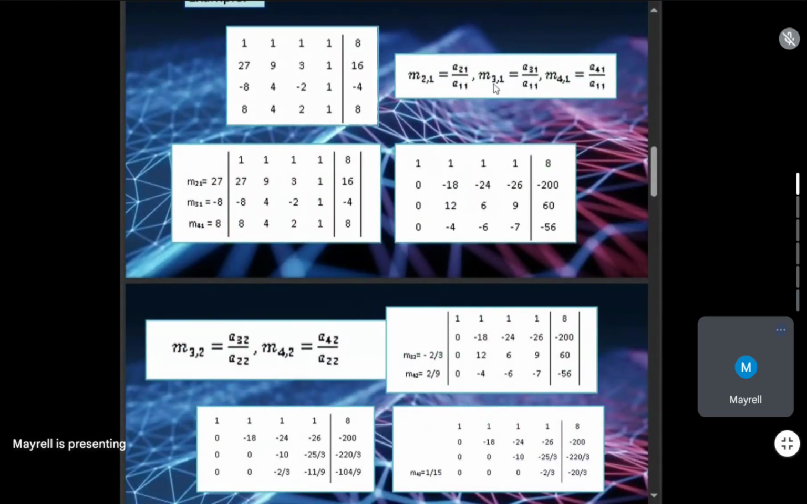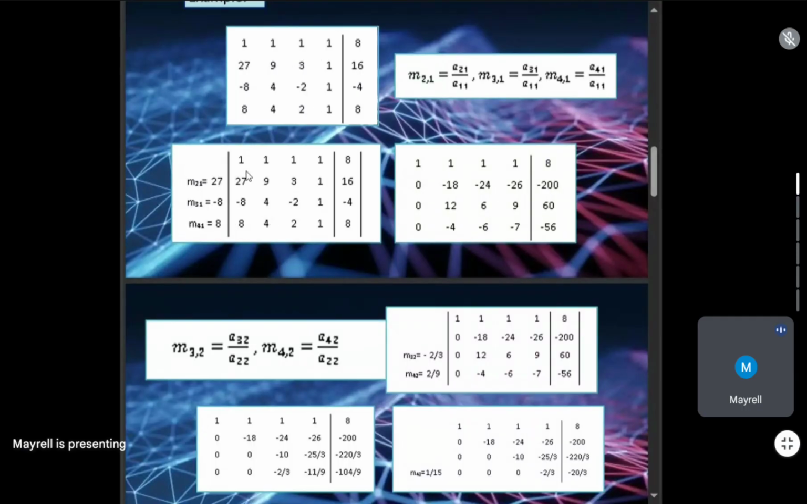Then M31 is A31 over A11, so that's the element in row 3, column 1, divided by A11. So negative 8 over 1. So your M31 is negative 8. And M41 is the element A41 over A11. That's 8 divided by 1. So your M41 is 8.